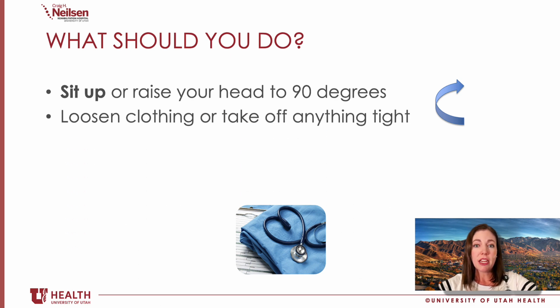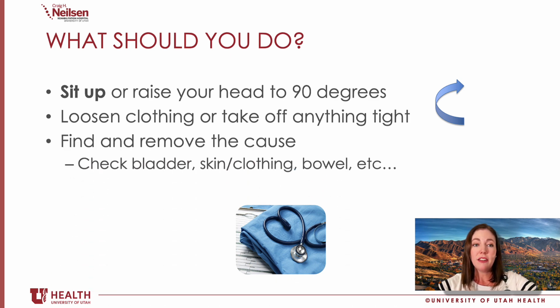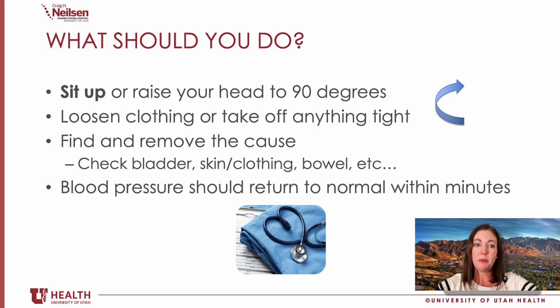Loosen any clothing and take off anything that you're wearing that might be tight or being worn for compression, such as an abdominal binder or compression socks. If you can, find and remove the cause that may be causing you pain below your level of injury. Most commonly, emptying your bladder can help resolve an AD episode, checking your clothing, making sure nothing's too tight, nothing's bunched up, and then, if needed, going through a bowel care program to make sure that you've eliminated your bowels. If you can find the cause and remove it, your blood pressure should return to normal within minutes.